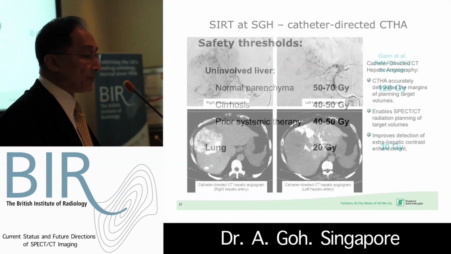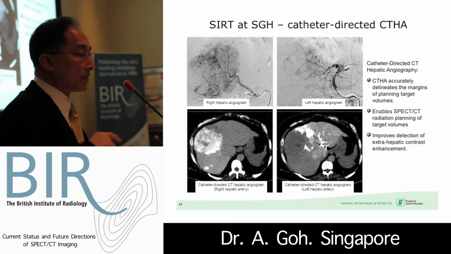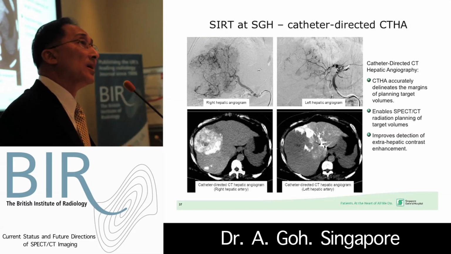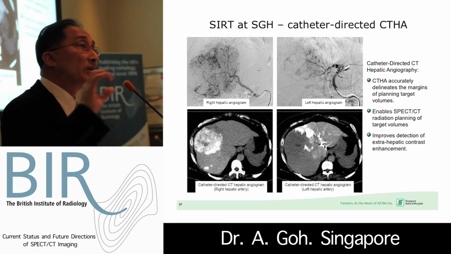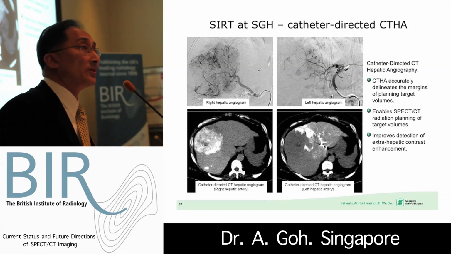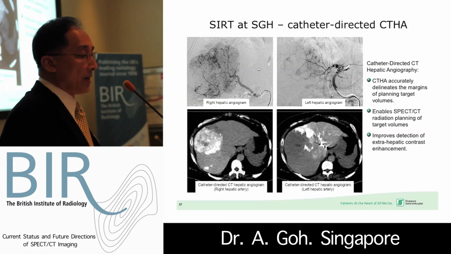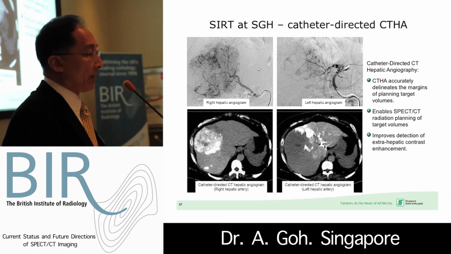So now I'm going to take you through some examples of how we do the SPECT-CT artery-specific or region-specific, vascular-specific dosimetric calculations. So here's an example of a very large tumor. In this case, the tumor has two vascular supplies. This is the DSA of the right hepatic artery injection. And also this same tumor has a portion which is supplied by the left hepatic artery.